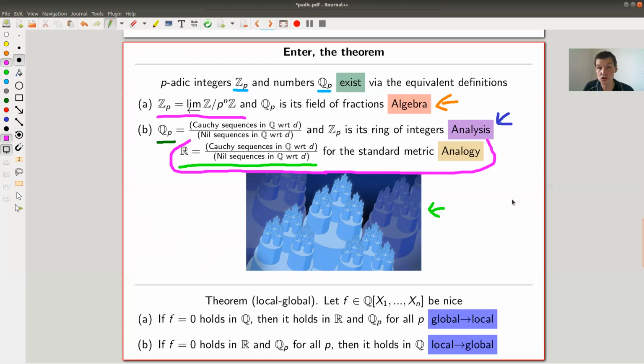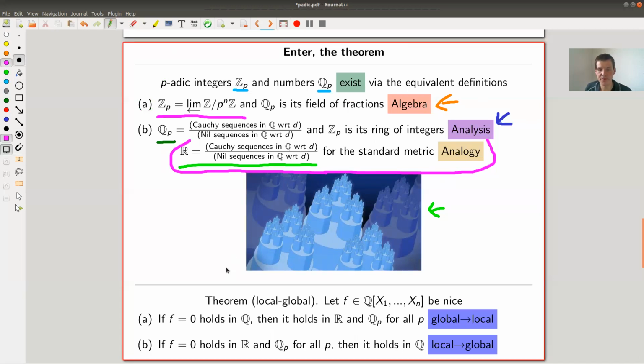And that's why you shouldn't be super surprised that these things look pretty small, but they are not. They are uncountably big if you care for set theoretical sizes. So Zp and Qp are both uncountable sets, so uncountable rings or fields. Qp is a field and Zp is a ring. And both of them have this nice topology coming from exactly the same way R gets its topology from this construction, Cauchy sequences modulo nil sequences.